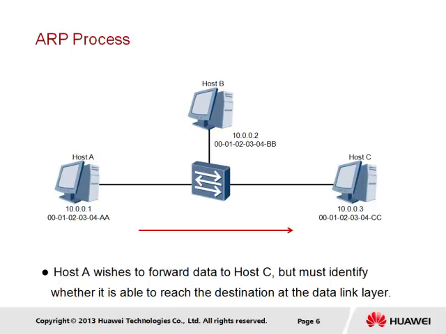Host A is generally aware of the IP address of the end station to which it wishes to forward the data, which in this case is the IP address of host C or 10.0.0.3. However, before data can be forwarded to the intended destination, the physical path must be known. We should consider in this scenario that this represents the first time that host A is attempting to transmit data to host C.